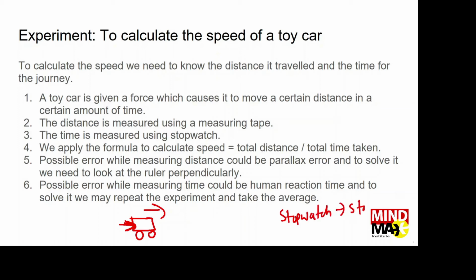Okay, so we need to have two people, one person to actually give the push and the other person to start the stopwatch. Once the object has moved a specific distance, let's say you don't want to keep it moving for too long. Let's say you want to keep it moving from here up to here. So let's say you made it move maybe 100 meters max, no more than that.